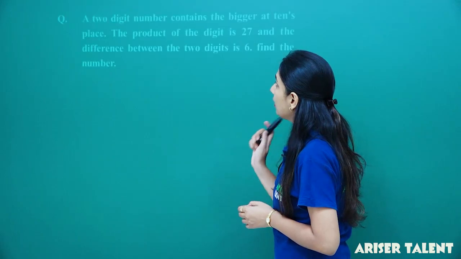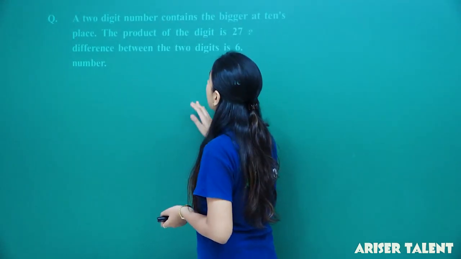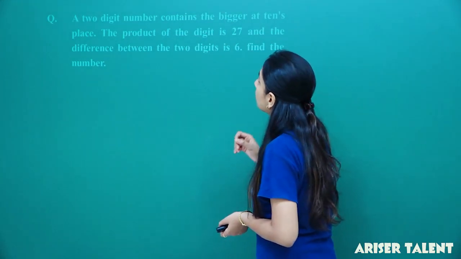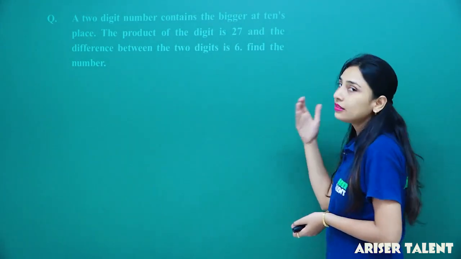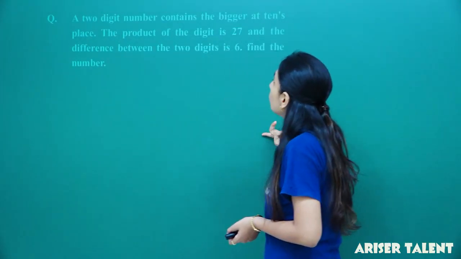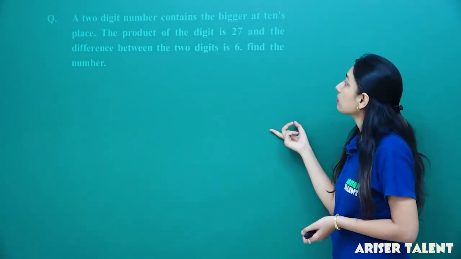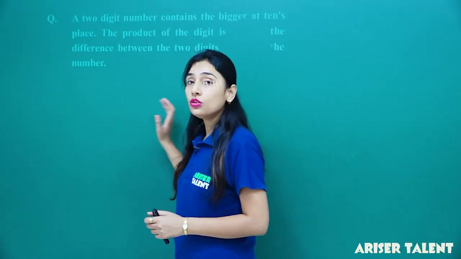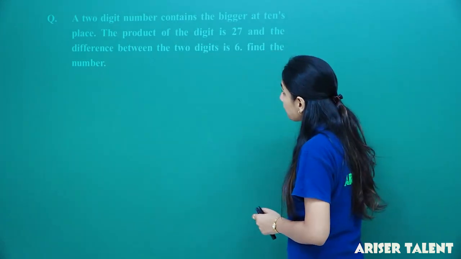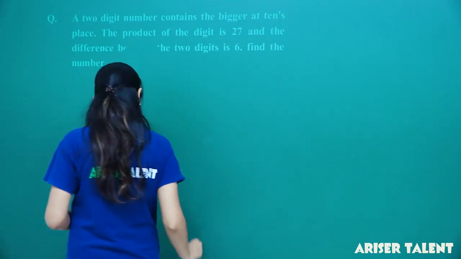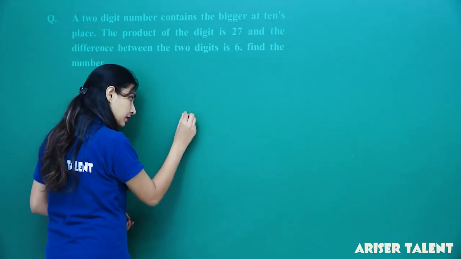Like this: a two-digit number contains the bigger digit at the tens place. The product of the digits is 27 and the difference between the two digits is 6. Find the number. So the question is saying that you have a two-digit number, so there will be two places.